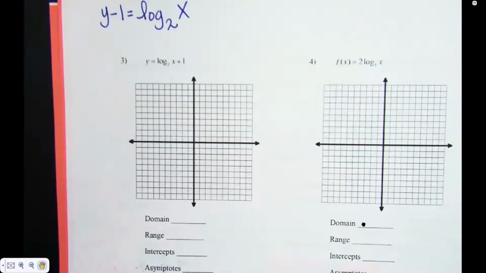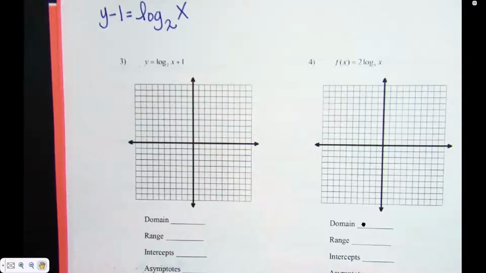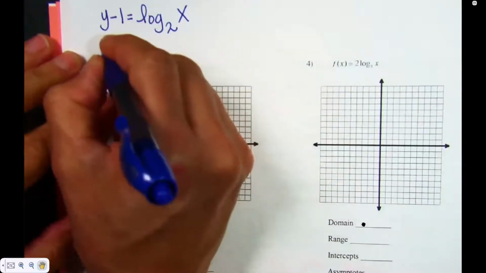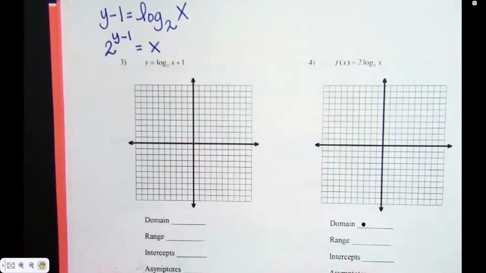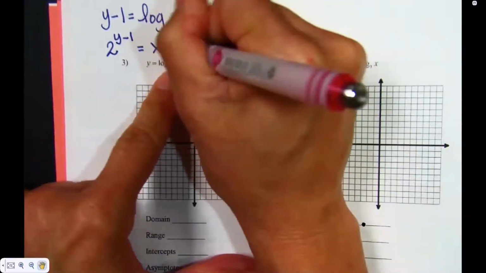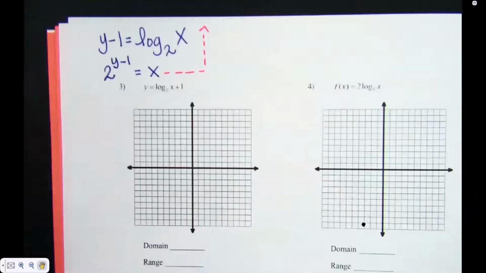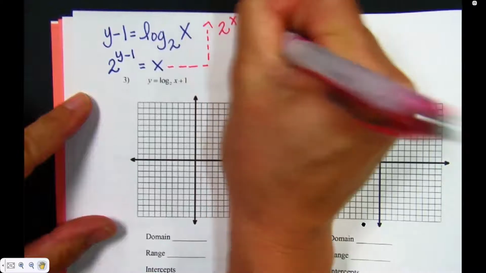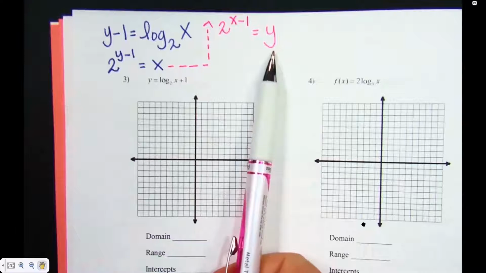Now I'm ready to rewrite this in exponential form. I cannot rewrite anything in exponential form until the log is completely isolated. So when I rewrite this in exponential form, this is log base 2, y minus 1 equals x. And then remember, for my tool, I swap x and y value. So this is going to be 2 to the x minus 1 equals y. And remember, y needs to be isolated, which it already is.